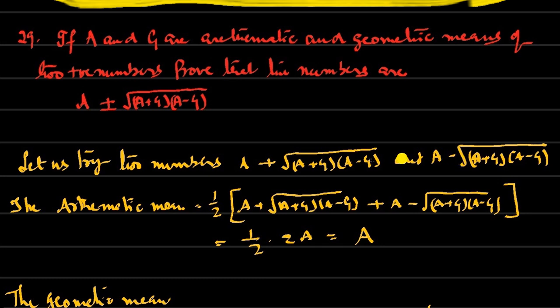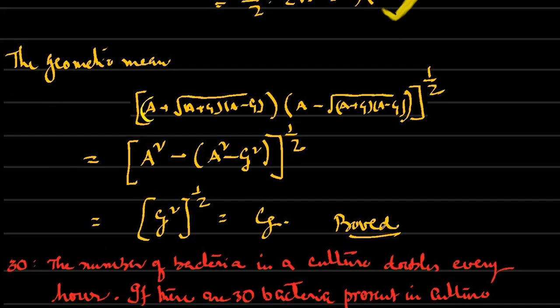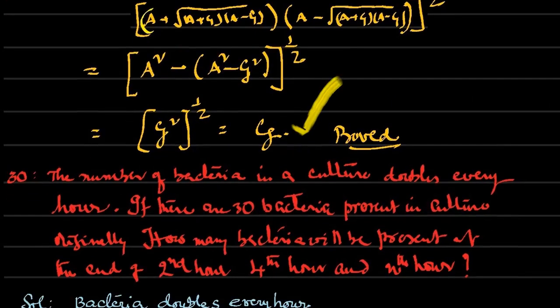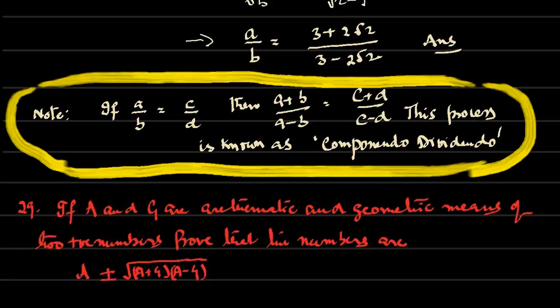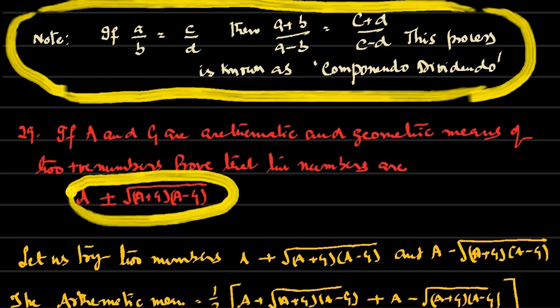What is the arithmetic mean of these? We are getting A. What is the geometric mean? We are getting G. That's what he asked. Find the geometric mean and the arithmetic mean of these two. If these are two numbers, their arithmetic mean is A and geometric mean is G.